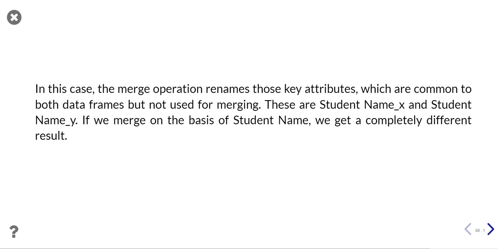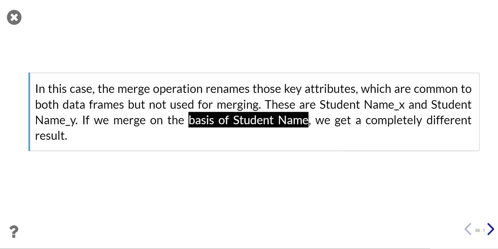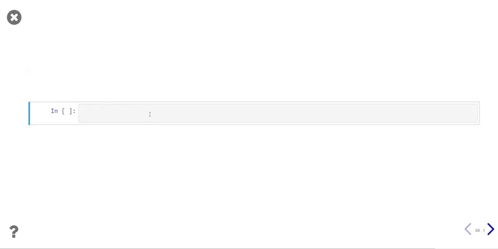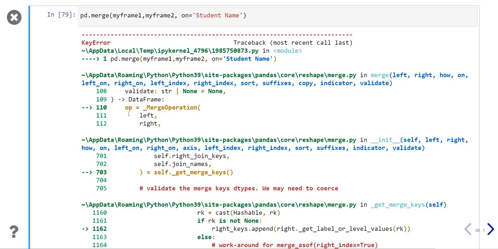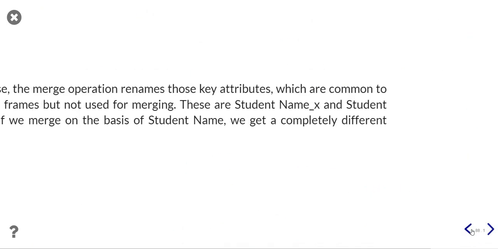But of course, if we merge on the basis of the student name, you actually get back totally different results. So this will be something like how we did earlier: pd.merge my frame 1 and my frame 2, specifying on student name. Let me just check whether I use student name or what.